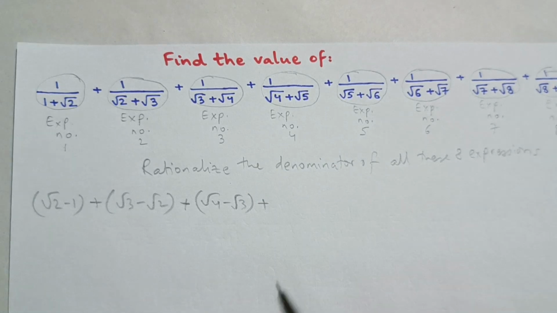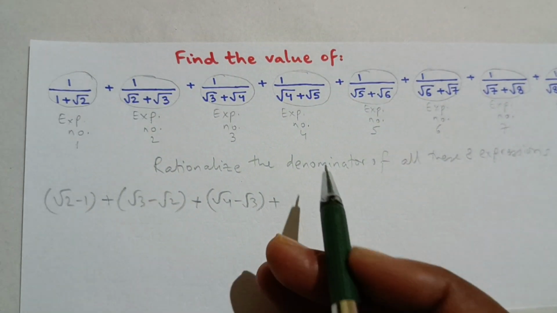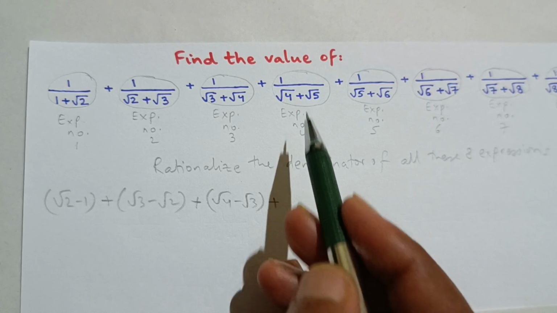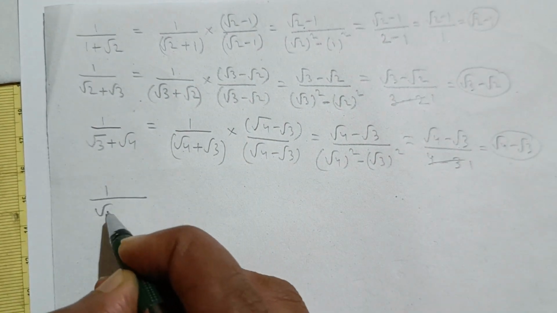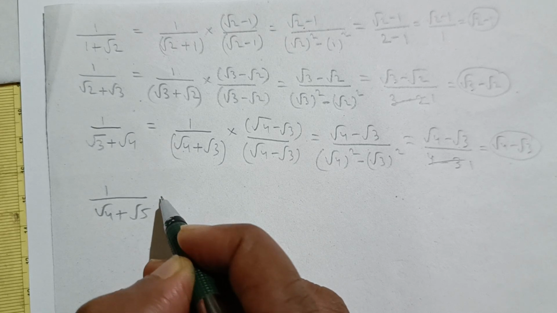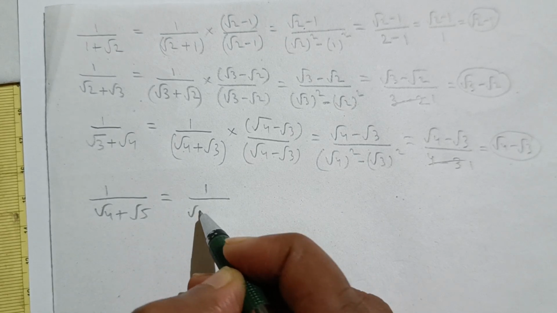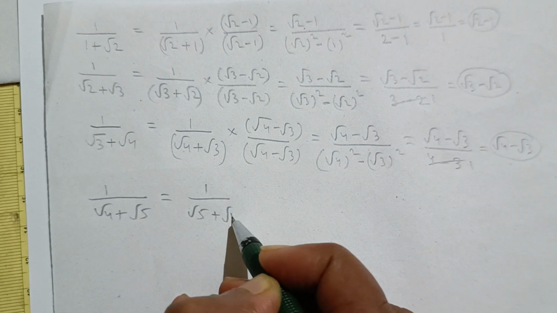Plus, now expression number 4. I hope you are seeing the pattern. So let us do this fast. 1 upon square root of 4 plus square root of 5. So I can write this as 1 upon square root of 5 plus square root of 4.